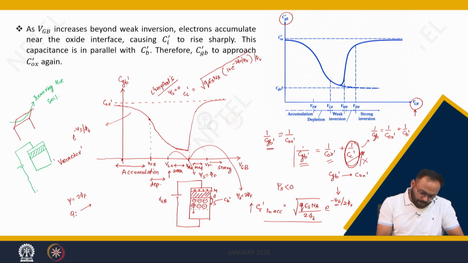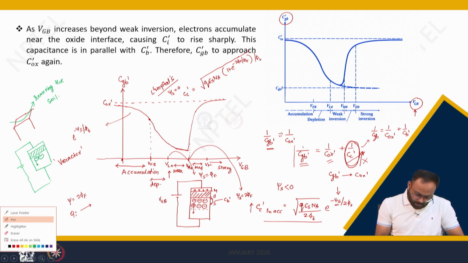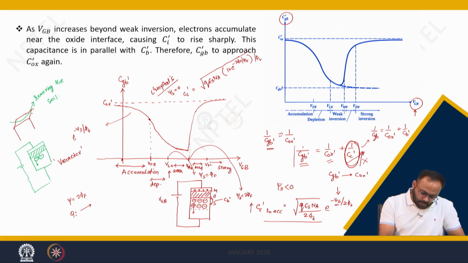Initially, what will happen? The holes will be removed from the surface, and hence uncovered immobile ions will come up. These immobile ions are similar to the depth of this pit. Now, what will happen if you apply more work done? If you remove the soil further, the depth of the pit will increase. Similarly, if you increase VGB, the depth of the depletion region will increase.